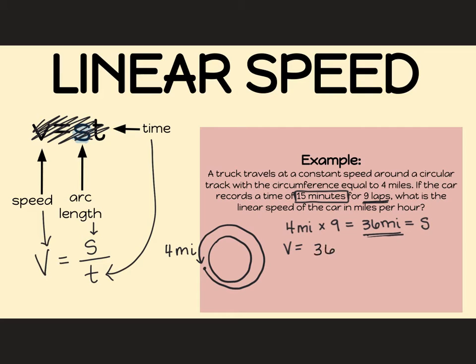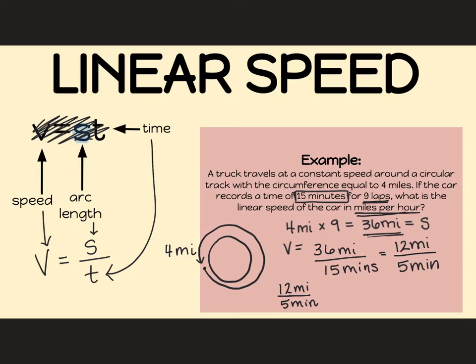So 36 miles over 15 minutes. I'm just going to simplify my fraction to make it a little easier. I could divide both of those by 3. Let's see. And that would get me 12 miles in 5 minutes. Okay, but you're not done because it says what's the linear speed in miles per hour. So you just have to do a small conversion. So 12 miles, 5 minutes.